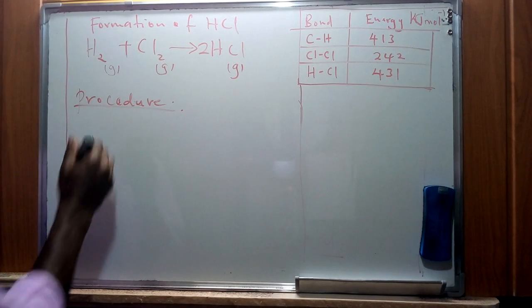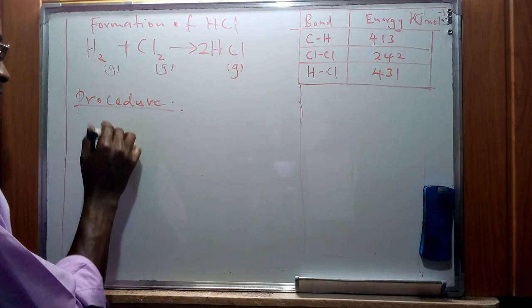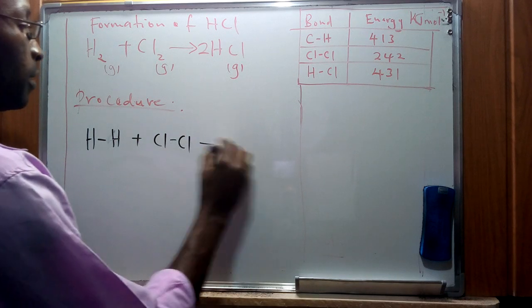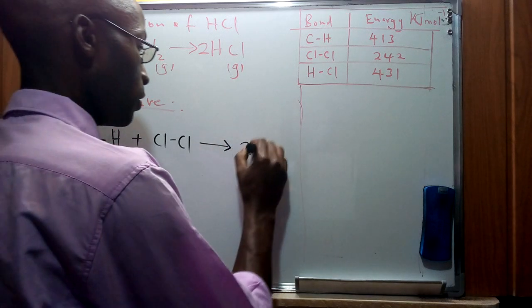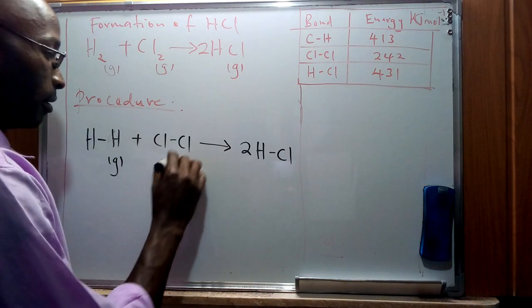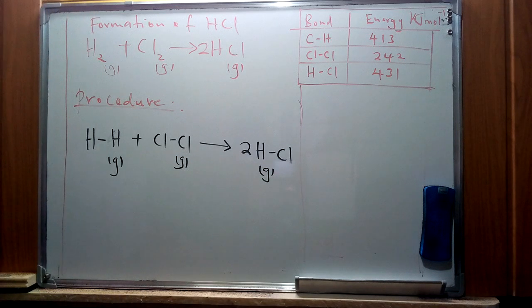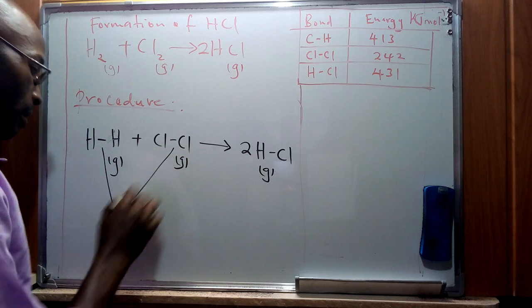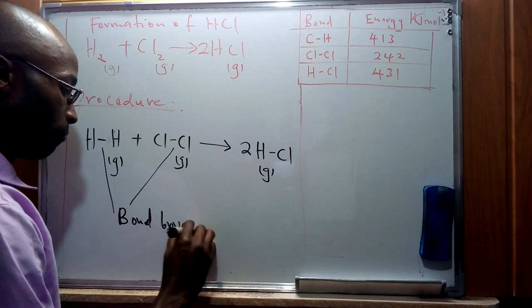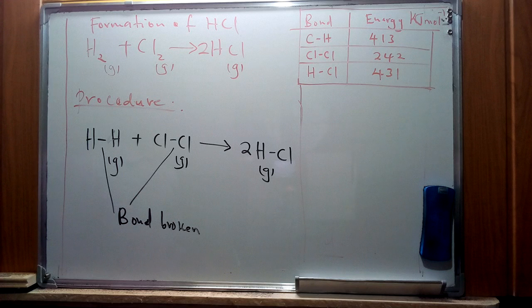So the reaction can be written as hydrogen, showing its molecular bond, plus chlorine, which is going to form 2 molecules of that specific gas. Still, we can write the states of these reactants and the product. In this case, we can identify the bonds which are being broken. Now when a chemical reaction takes place, there is a structural rearrangement of the reactants in order to form new products.